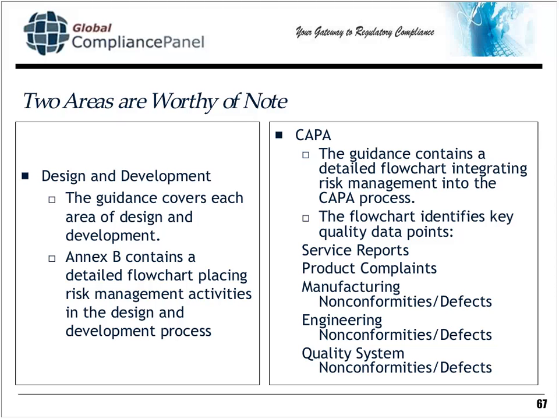Then on the corrective and preventive action, the guidance document contains a detailed flow chart that integrates risk management into the corrective and preventive action process. And so it identifies a number of areas that are key quality data points. Service reports, product complaints, nonconformities in manufacturing, engineering, and in the quality system. So all of those things are going to fit into the corrective and preventive action system, and all of those are going to have a potential impact on risk management.